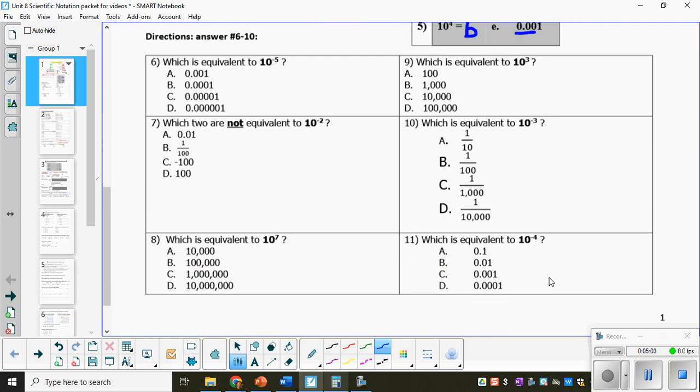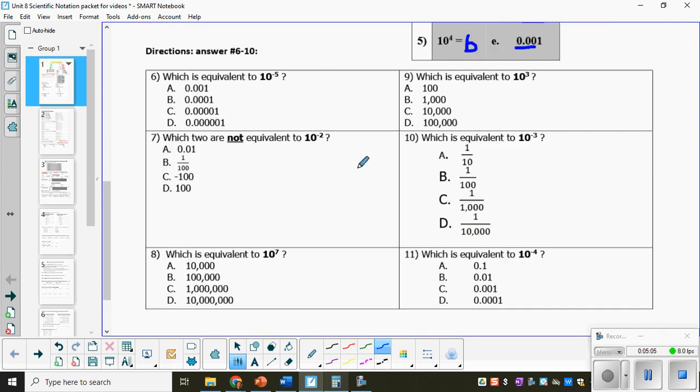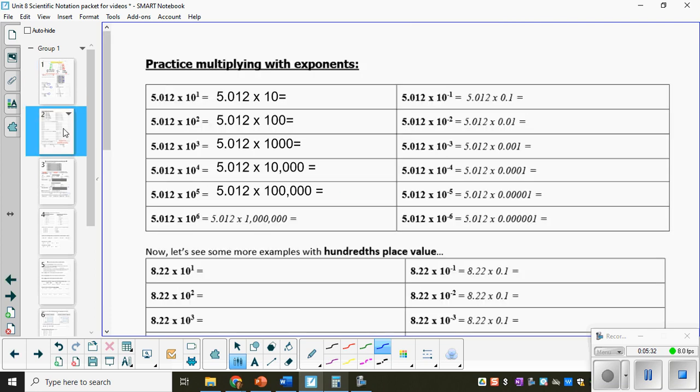Now, not right this second, but you're going to have a Google form for a place for you to answer questions 6, 7, 8, 9, 10, and 11, just to see how you're doing on just this part. If you see a 10 to the negative fifth, which one of these is it? If it's a 10 to the seventh, which one of these is it? And you might also see a question that says which two are not the same as this. So this is a place for you to just practice those questions, and there's going to be a Google form for you guys on those problems. All right, so let's flip over now with me.